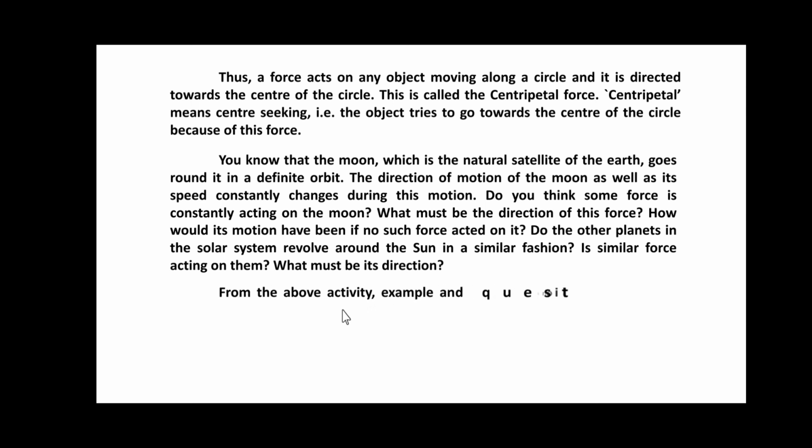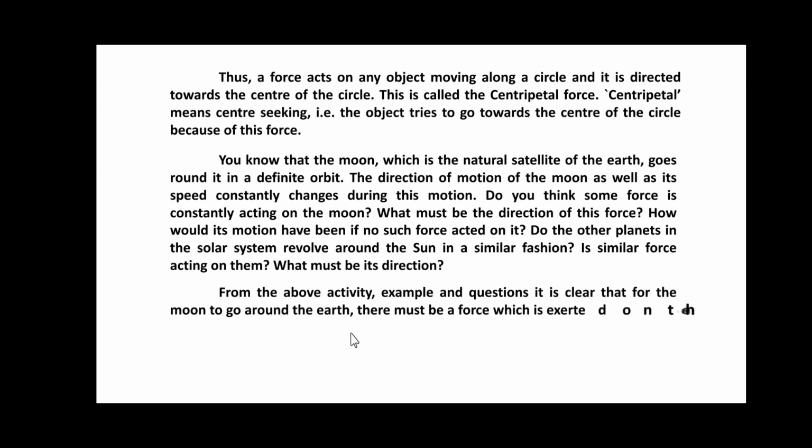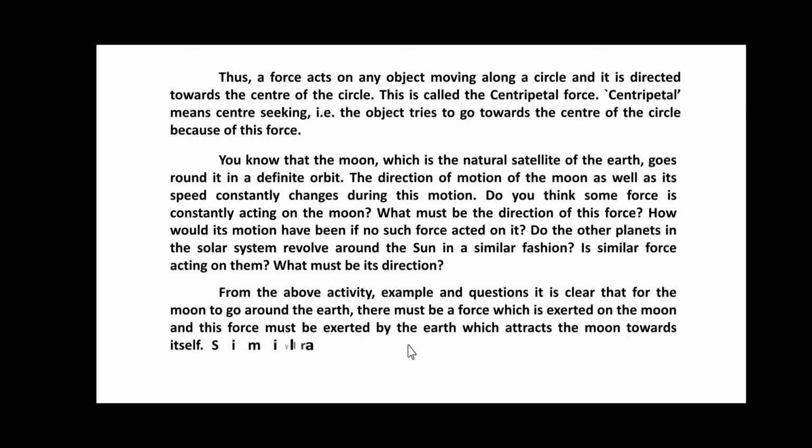From the above activity, or this example and questions, it is clear that for the moon to go around the earth, there must be a force which is exerted on the moon, and this force must be exerted by the earth, which attracts the moon towards itself. Similarly, the sun must be attracting the planets, including the earth, towards itself.